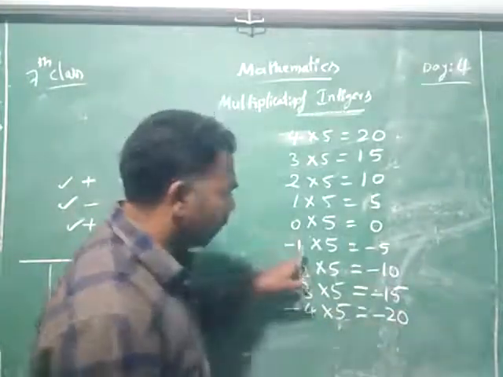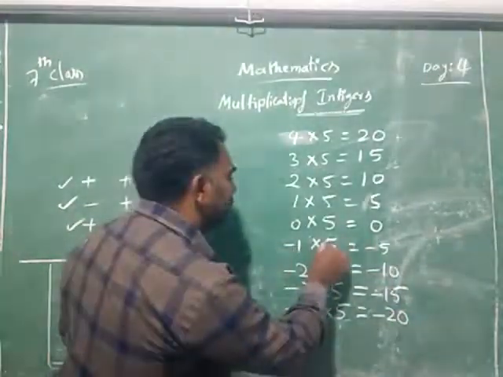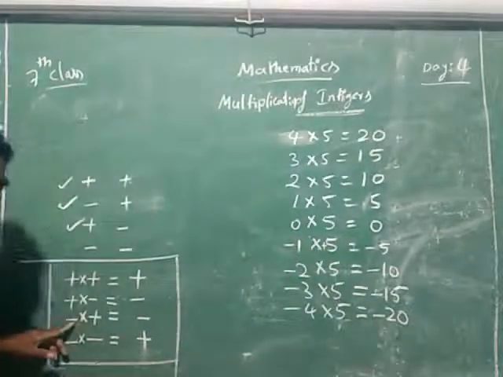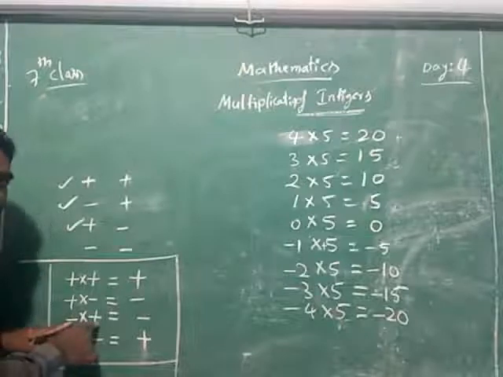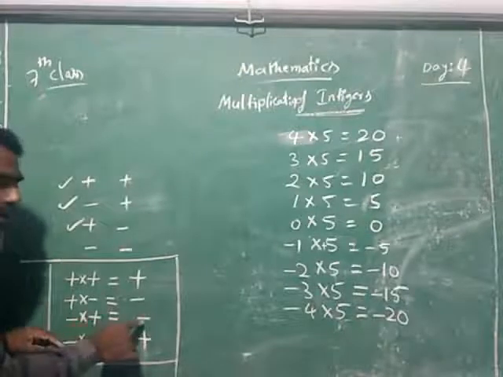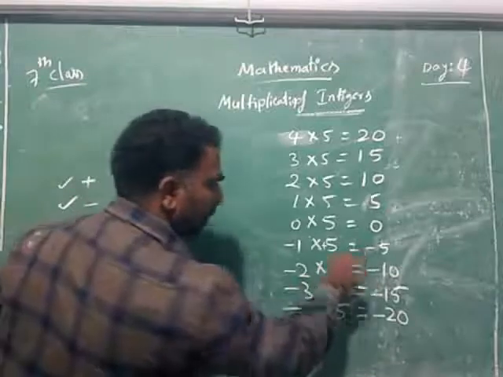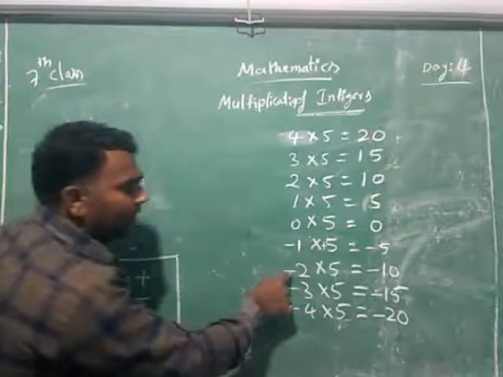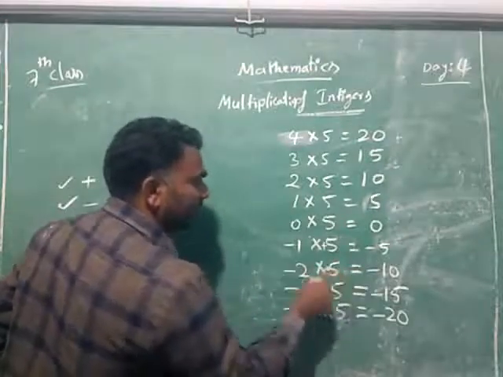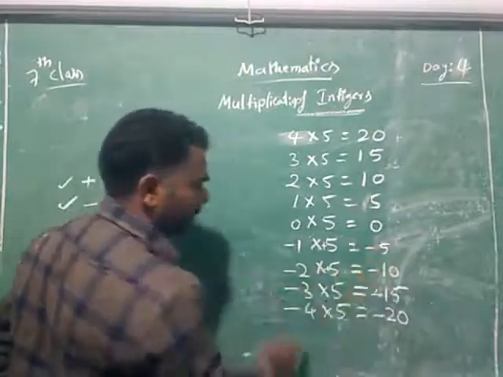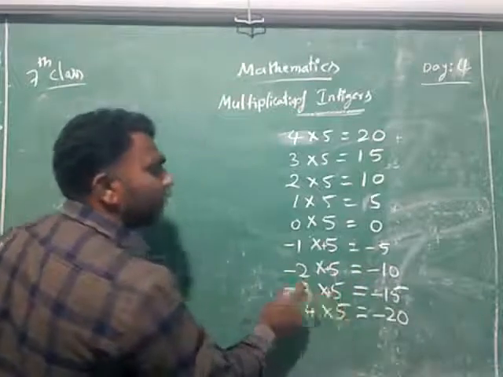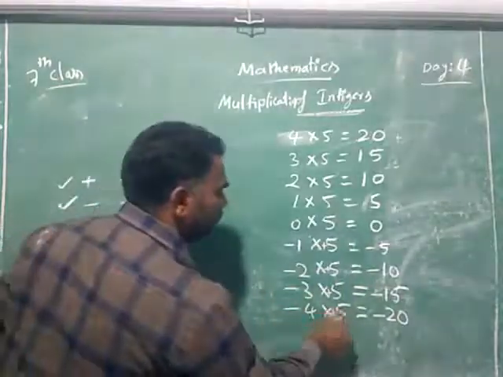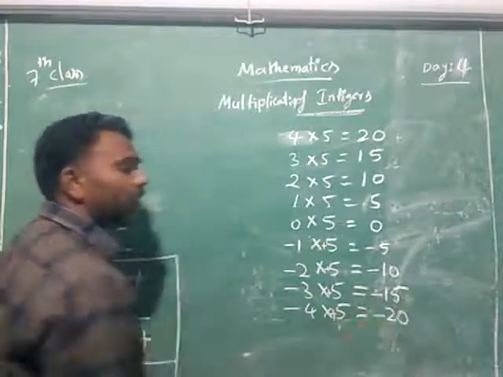How do you see here? First, there is no symbol, so plus. Minus into plus, minus into plus will become minus. That's why the answer is minus. Next, 1 five is 5. Next, minus into plus is minus, and 2 fives are 10. Minus into plus, minus, 3 fives are 15. Minus into plus, minus, 4 fives are 20.